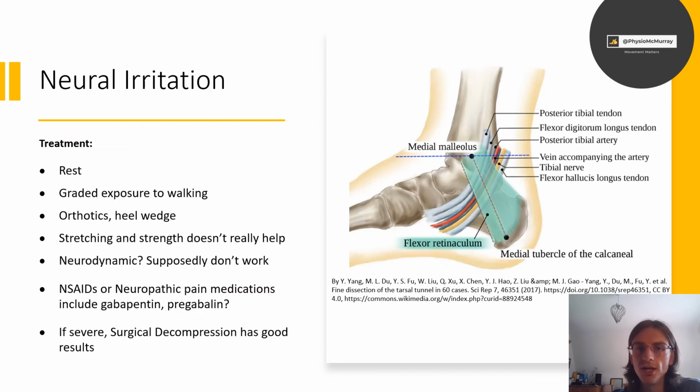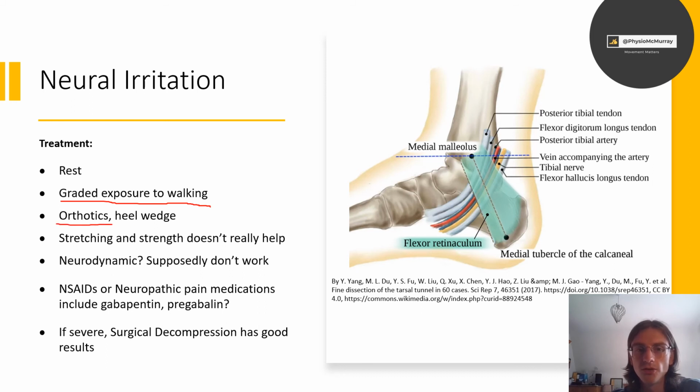So what is the treatment if you get this neural irritation? So it's rest, because you want to stop irritating it. You want to slowly grade walking back in, so it's similar to the tendon. So you want to make sure that you're not overworking it and just going to keep on irritating it. So you want to work off your pain threshold.